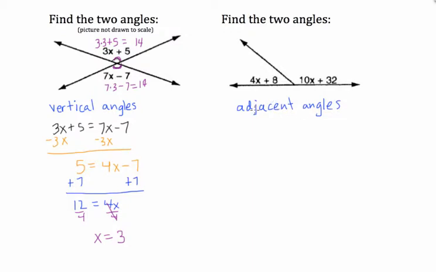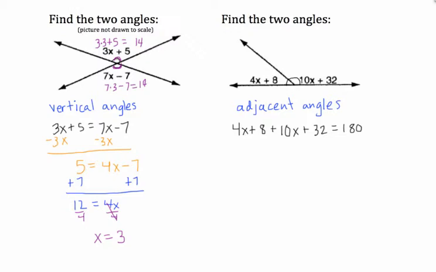Okay, next problem. Find the two angles. Since these two angles make a straight line, make 180, these are called adjacent angles. And we know that if we add them together, we will get 180. They're not equal to each other like the last one. We have to add them. 4x plus 8 plus 10x plus 32 equals 180.